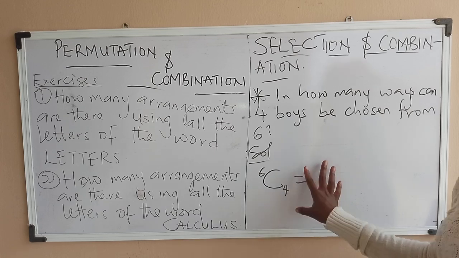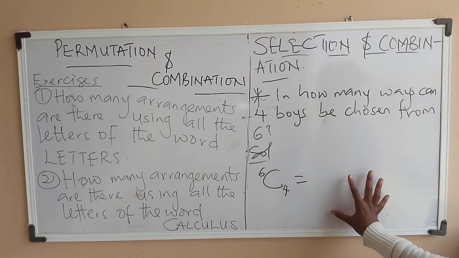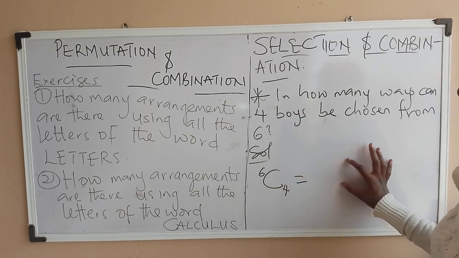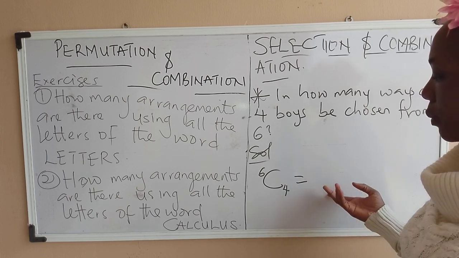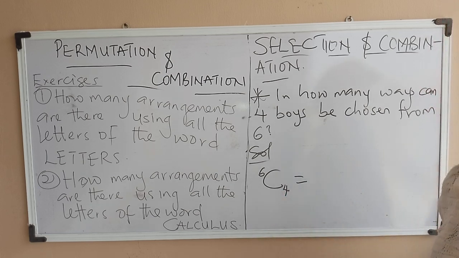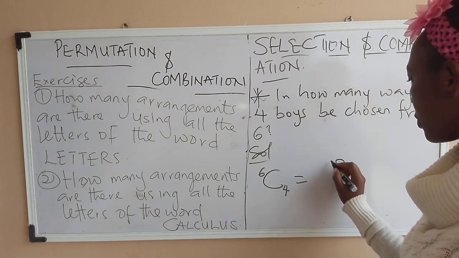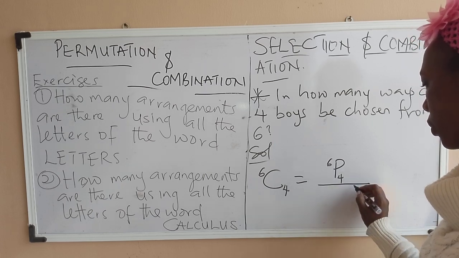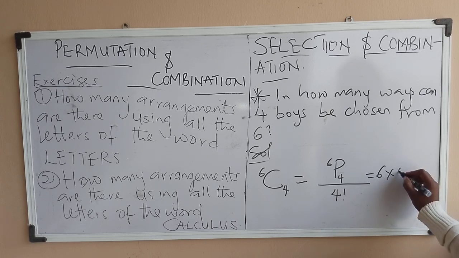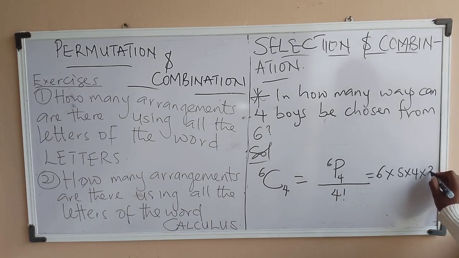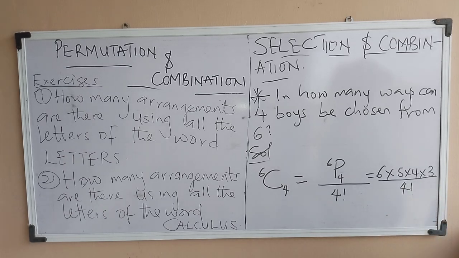Now, this is quite different from permutation. This is how you apply the rule for this one. The numerator will use the permutation rule to solve it, and then the denominator will just take this number here in factorial. So in permutation, when we want to solve it, it's 6 permutation 4, all over 4 factorial. What does this one mean? It means 6 times 5 times 4 times 3, all over 4 factorial. Can you see that?